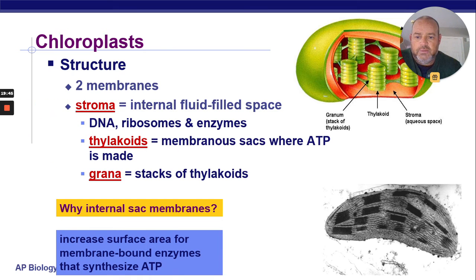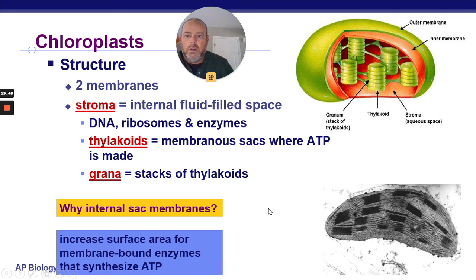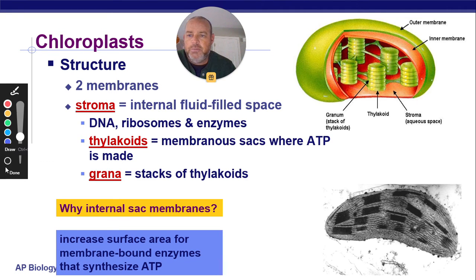So here's some structure for you. If you look at some of the parts, you have the stroma. Better get a pen. You have the stroma, which is actually, in this picture, all this orange space, okay? All the space in here that's orange is the stroma.